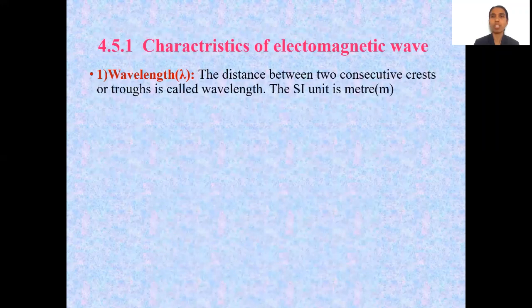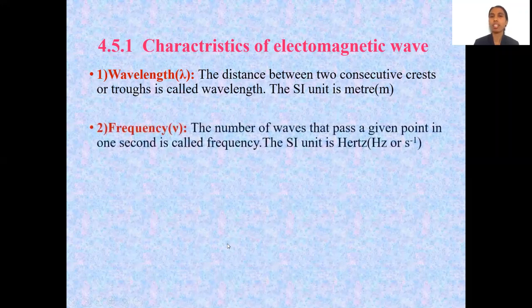In that, the first characteristic is the wavelength, which is denoted with the letter lambda. What is wavelength? The distance between two consecutive crests or troughs is called the wavelength. Its SI unit is the meter. SI unit of wavelength is the meter.